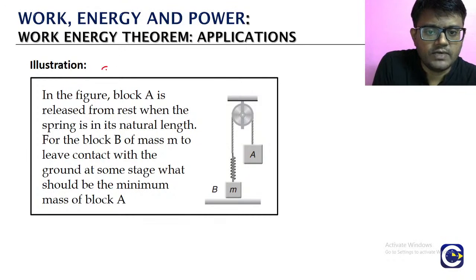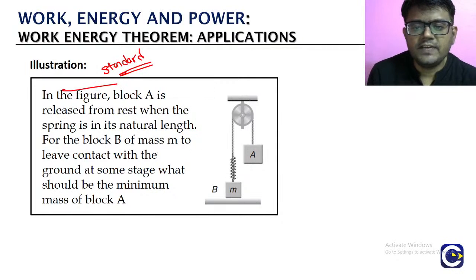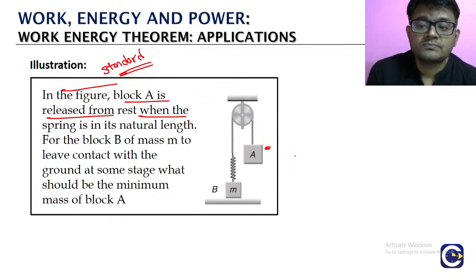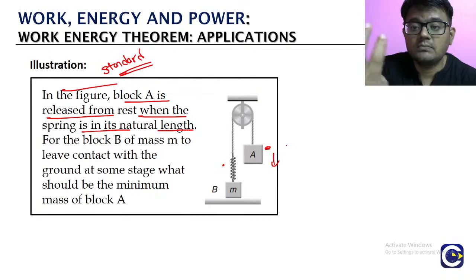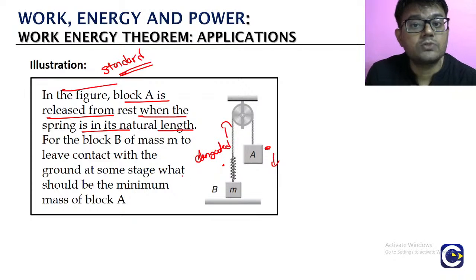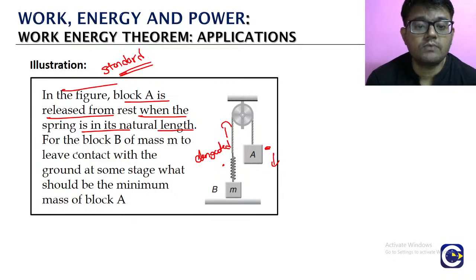This is a very standard one. In the figure given, there is a block A which is released from rest. You can see this is the block A, and we are releasing it from rest. What will happen? The block will start going down when the spring is at its natural length. Initially the spring is at natural length. As the block A goes down, the rope on the other side will start going up, so the spring will get elongated.